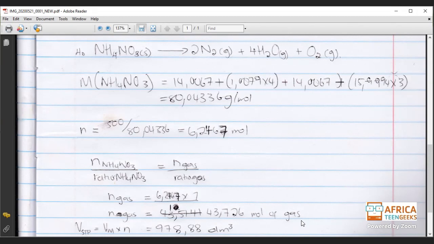Okay, and then thereafter we're going to say VSTP, the volume at STP, is equal to Vm times n, and that will give us 978.88, or in this case they rounded it off and it gave them 980 dm cubed. Guys, are we together? Did you guys manage to do this one? Okay, because we've got a lot of things to do now, I'm just quickly going to go back and finish off the work that we did yesterday.